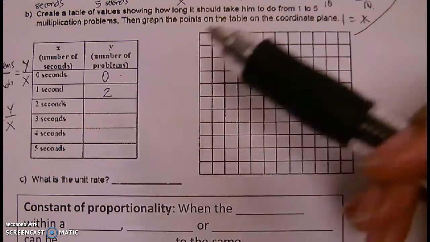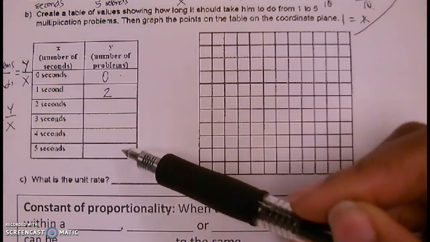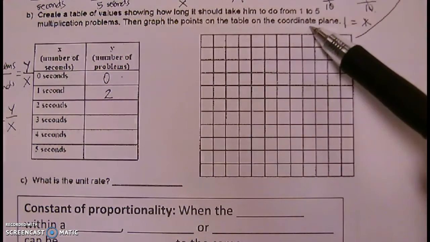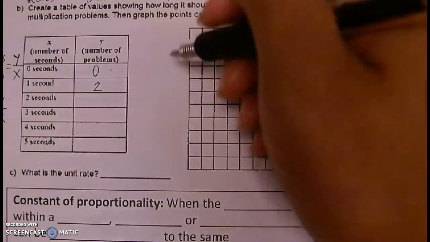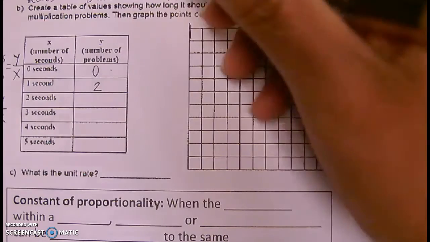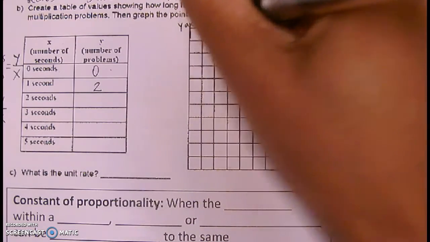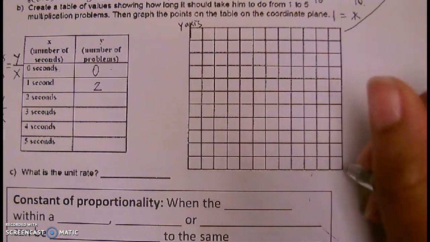Now that you have completely filled in your table with all the y's, you are then going to graph these points on the coordinate plane. For those who need a refresher on the coordinate plane, remember that this side is going to be our y-axis, and this side is going to be our x-axis.